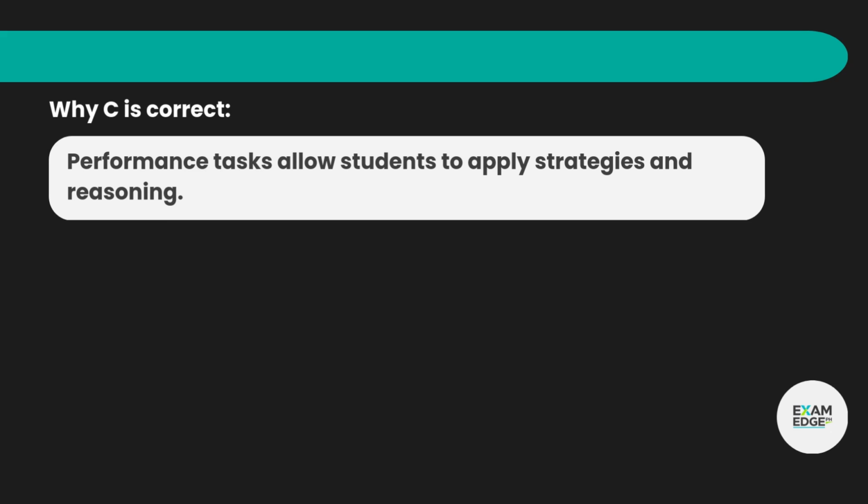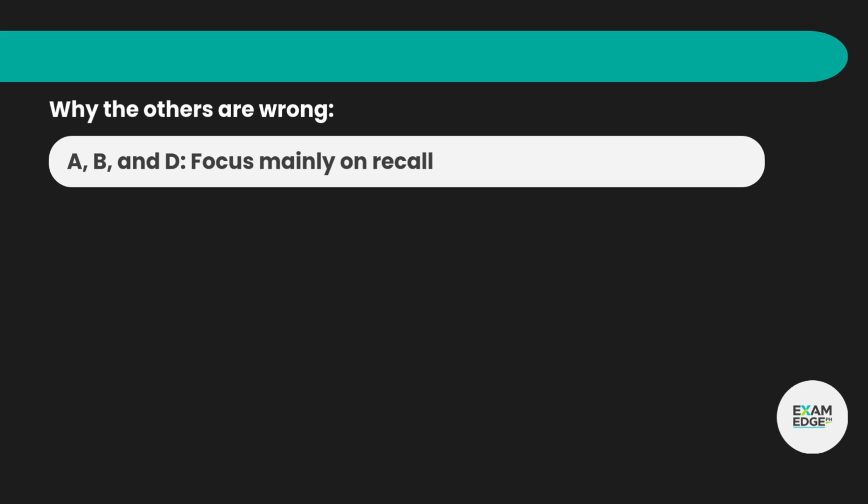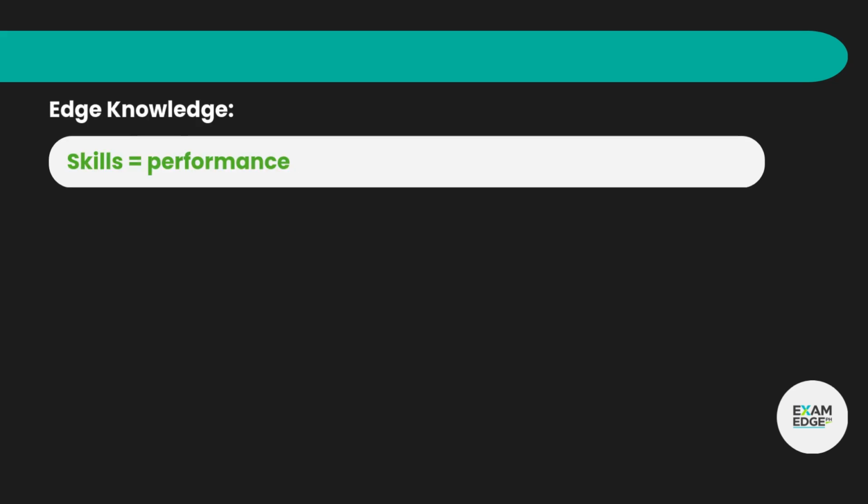Why C is correct? Performance tasks allow students to apply strategies and reasoning. Why the others are wrong? A, B, and D focus mainly on recall. Edge knowledge: skills equals performance.